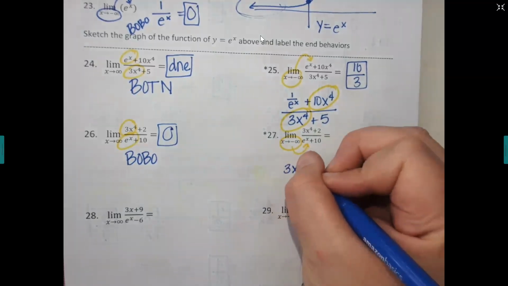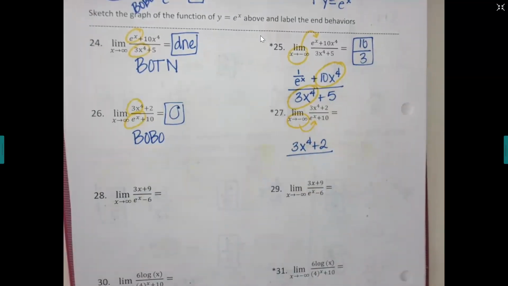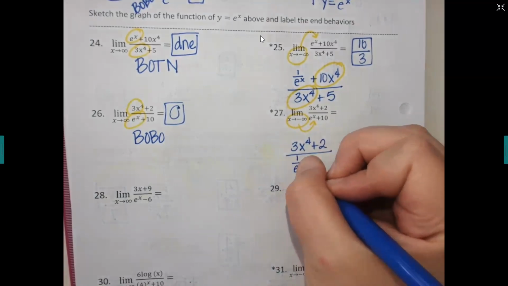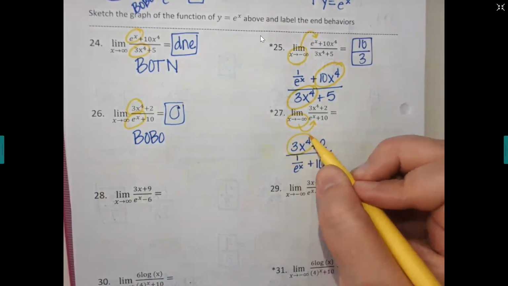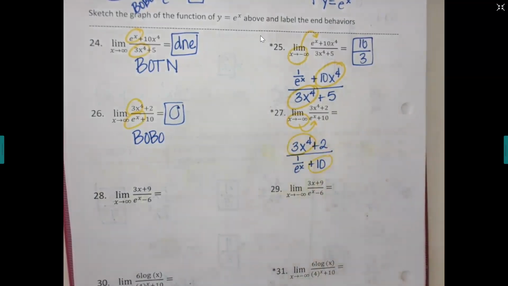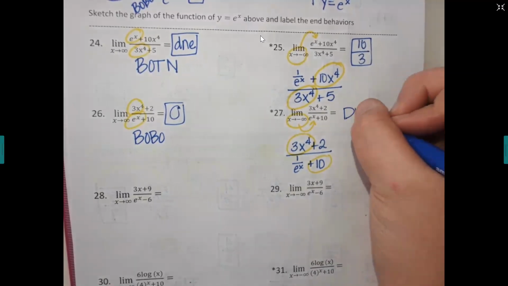It's going to turn into a little fraction. So now it's 3x to the 4 plus 2 over 1 over e to the x plus 10. And now when I'm picking my biggest thing on top and my biggest thing on bottom, it's 3x to the 4 versus just a regular 10. Okay, because this doesn't count as exponential anymore. Once you fraction it, it loses. So my 10 versus my x4, what's that going to be? Bobo, bottom, or bedsy? It is a bottom. Very good, which means it's DNE.